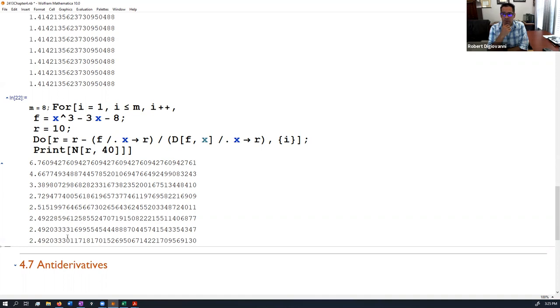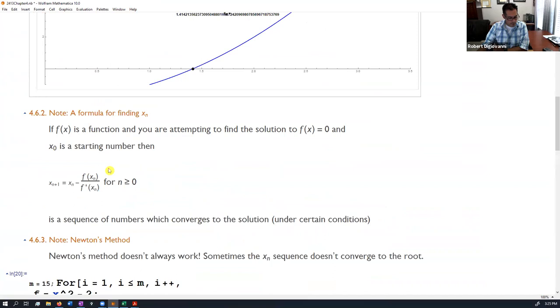He created a formula that creates a sequence of numbers, and those numbers converge to the answer. Okay, so that's what he contributed. He said, this is a recursive sequence that will generate the solution. Now, your guess has to be close enough, and there are certain things that have to work a certain way, but yeah, he was not thinking computers.